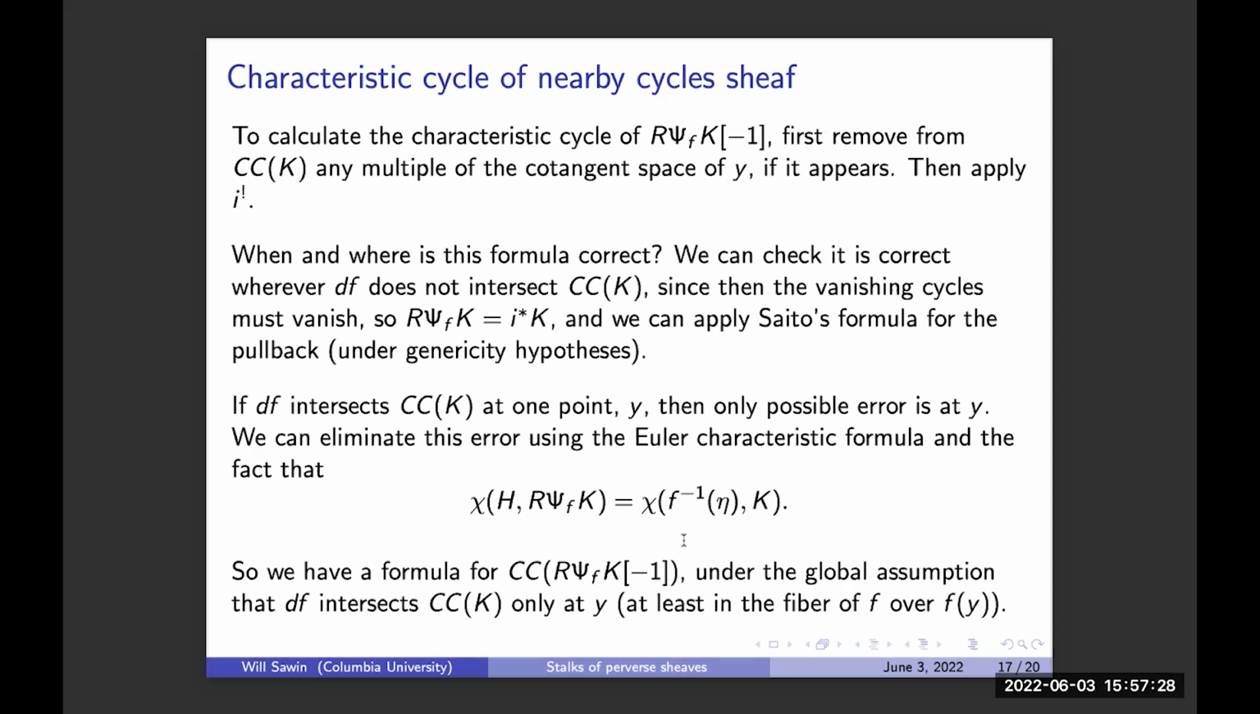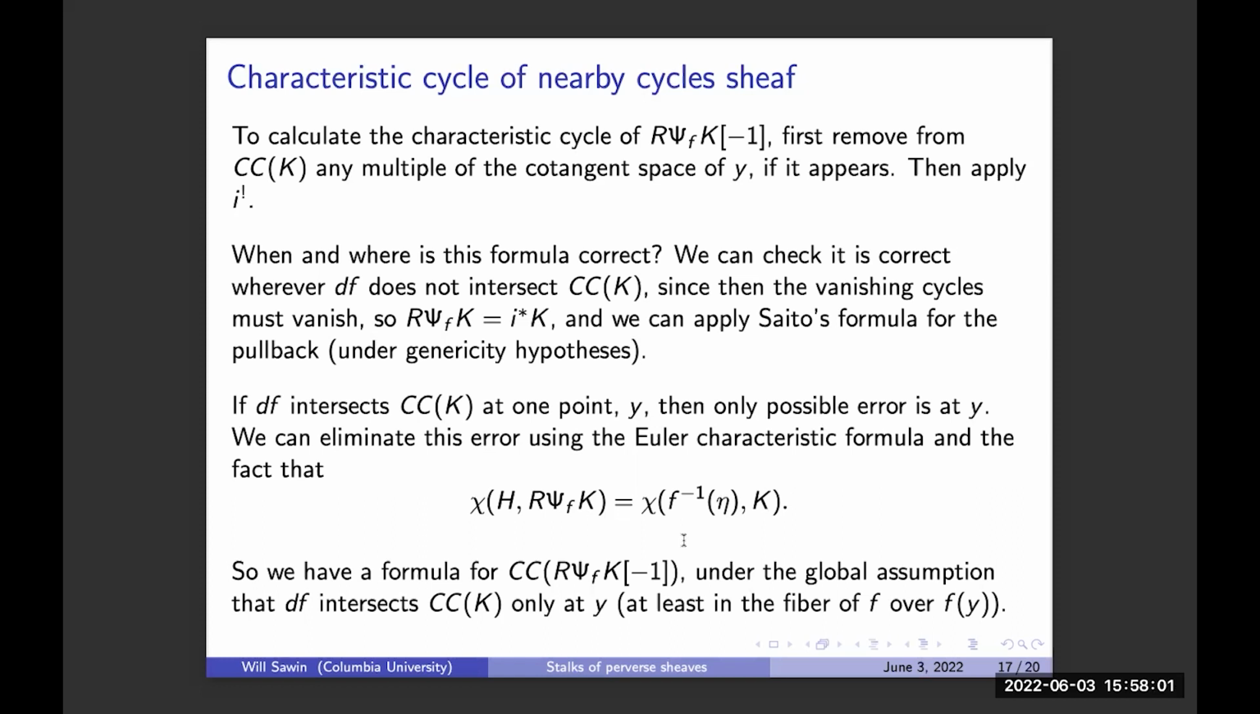And to show this formula correctly gives the characteristic cycle near the point Y, it's convenient to first show it at every point other than Y. So in particular, you can show it where df does not intersect the characteristic cycle, since in that case there are no vanishing cycles, which means the nearby cycles are equal to the pullback. And then Saito's formula gives you the characteristic cycle of the pullback.